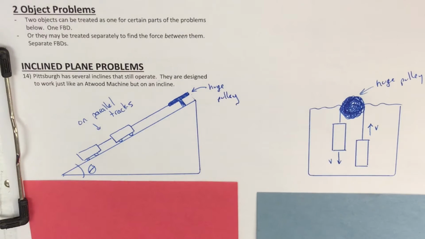And the other picture looks like this, except it's on an incline. So those two combine to, anyway, it's kind of like an Atwood machine, but on an incline. And you could solve that problem if you wanted to, but here's a quick video of it.